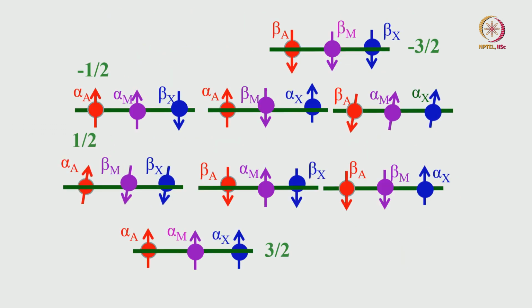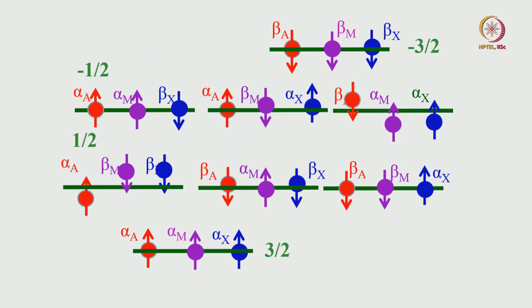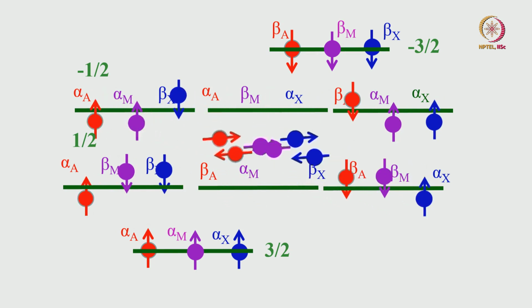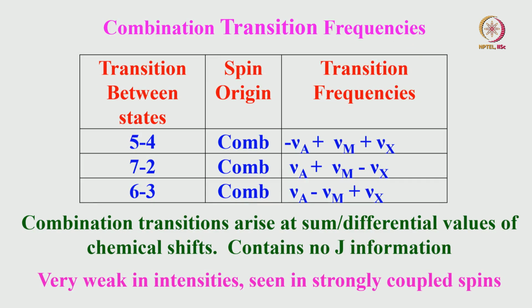Of course, I also showed you once when I was discussing the selection rule, there are possibilities where all 3 spins can flip at a time. These are called combination transitions. 3 combination transitions are allowed here, but they appear only at the sum and difference of the chemical shifts. They do not contain J information, and usually they are very weak in intensity, and are seen only in the strongly coupled case. In the weakly coupled case, you do not see them.